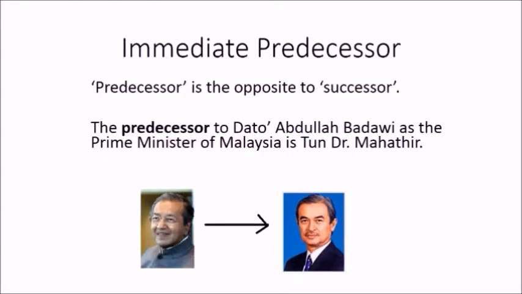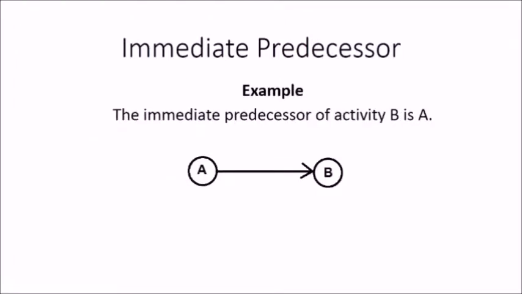Predecessor is the opposite to successor. So we can say that the predecessor to Datuk Abdullah Badawi as the Prime Minister of Malaysia is Tun Dr. Mahathir. So, for example, if the immediate predecessor of activity B is A, we can draw the following diagram.